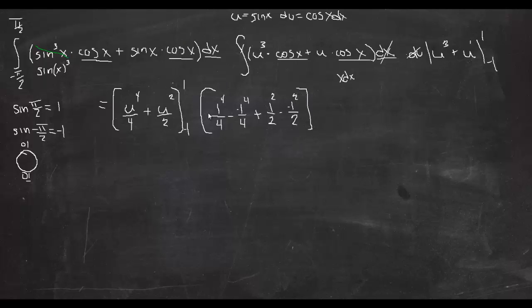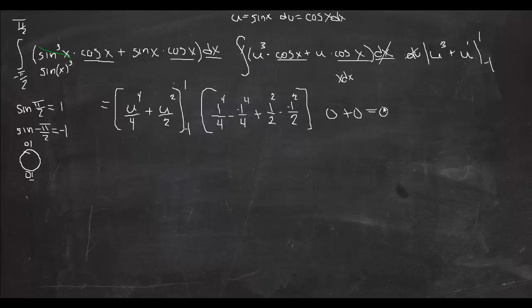As you can see here, we have this set of terms, 1 to the 4th and -1 to the 4th over 4. That's going to equal 0. And the second term, of course, is going to equal 0. So we have a grand total of 0 plus 0 equals 0. So we write that the answer is 0. All right, that's the final answer.